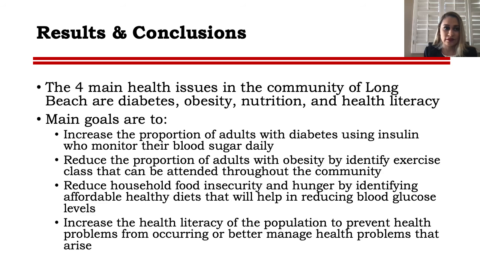Results and conclusions. The 4 main health issues in the community of Long Beach are diabetes, obesity, nutrition, and health literacy. The main goals are to increase the proportion of adults with diabetes using insulin who monitor their blood sugar daily, reduce the proportion of adults with obesity by identifying exercise classes that can be attended throughout the community, reducing household food insecurity and hunger by identifying affordable, healthy diets that will help reduce blood glucose levels, and increase the health literacy of the population to prevent health problems from occurring or better manage health problems that arise.